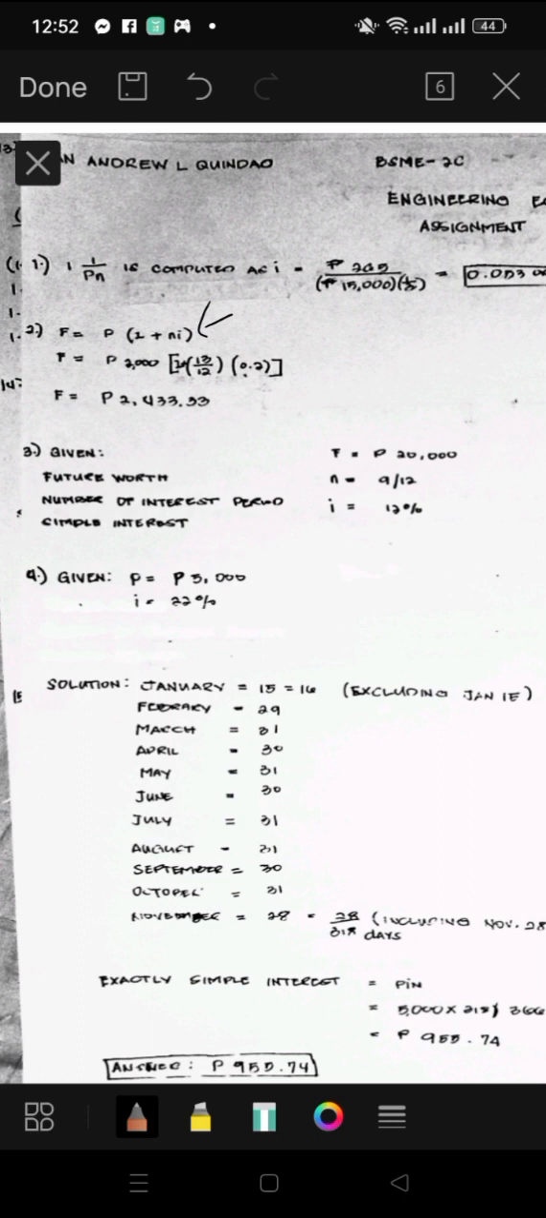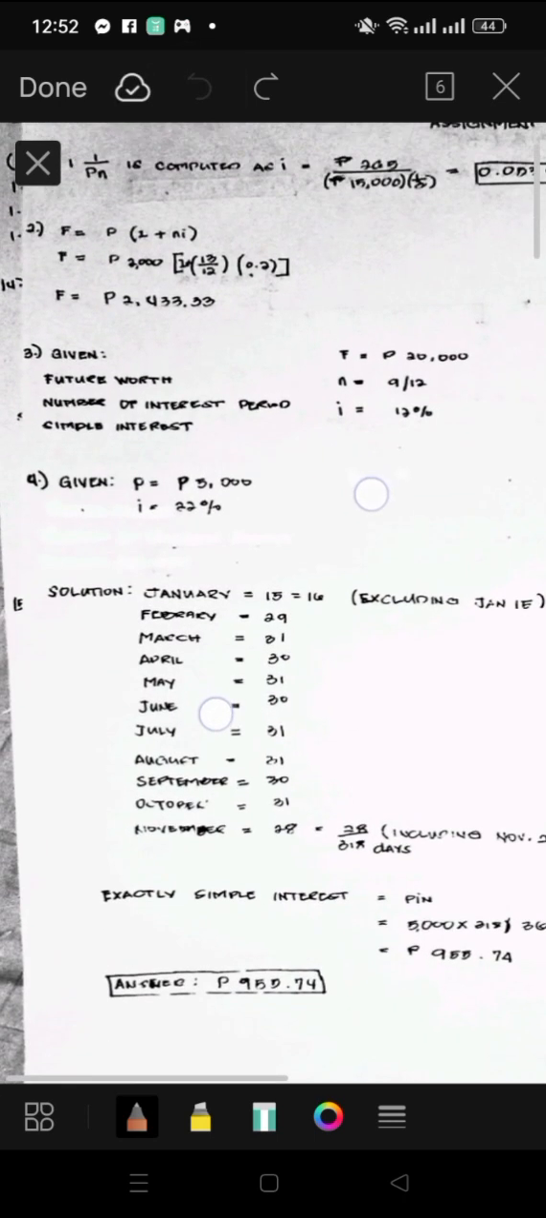So we also do the given: the principal P is equal to 2,000, and n is equal to 13, since 13 months is the duration or the period of the loan, over 12, since 1 year is equal to 12 months, and i is equal to 0.2, since the equivalent of 20% in decimal is 0.2.